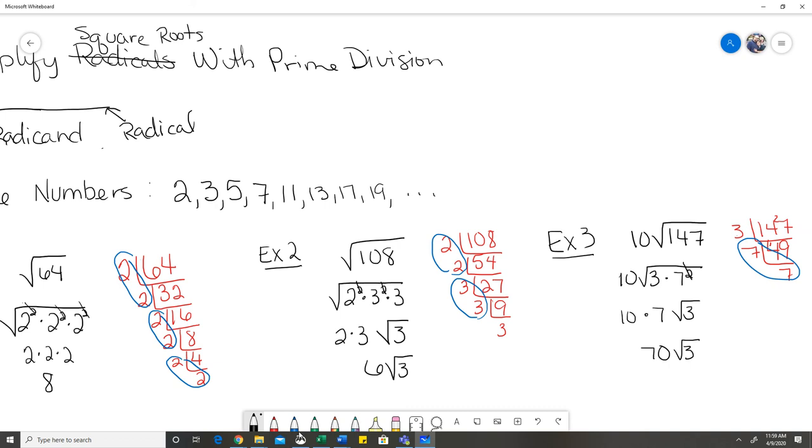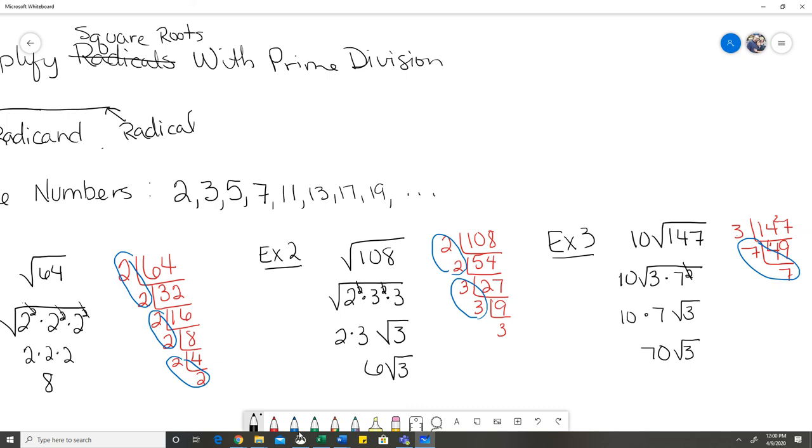So that's how we simplify square roots using prime division. It can be a quick and easy way once you get used to it, once you kind of start going through it. You're not dividing by large numbers. You're only dividing by your small prime numbers. Most of your numbers can be broken down and divided by 2, 3, 5, or 7. Occasionally, your first prime number that will divide evenly is going to be 11 or 13. But just check those and you should be able to find out if they're divisible by a prime number.